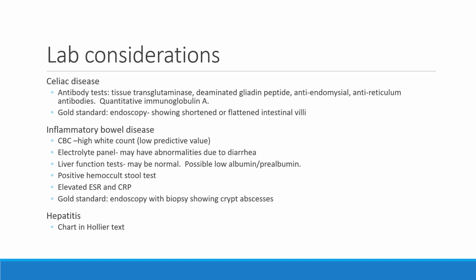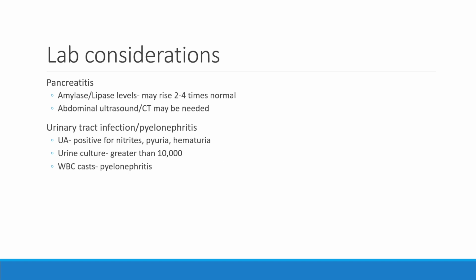Hepatitis, there are a lot of different blood tests for the different types of hepatitis, and that chart is in your Hollier text. Pancreatitis, we will want to check amylase and lipase levels. We typically see amylase rise first and then the lipase rise. They may rise 2 to 4 times the normal values, but we should also do imaging, including abdominal ultrasound or CT.